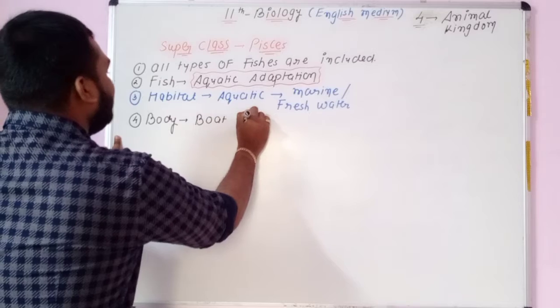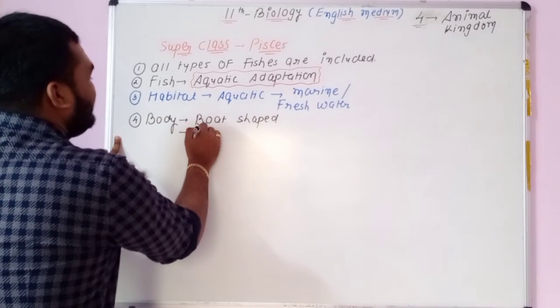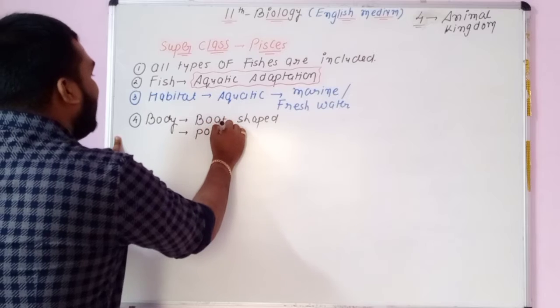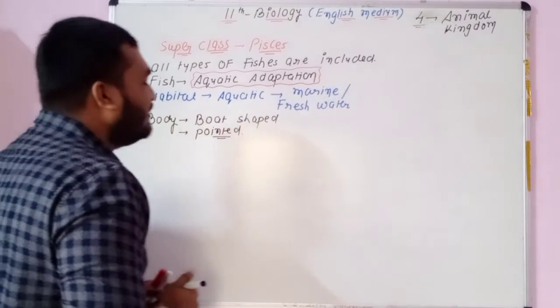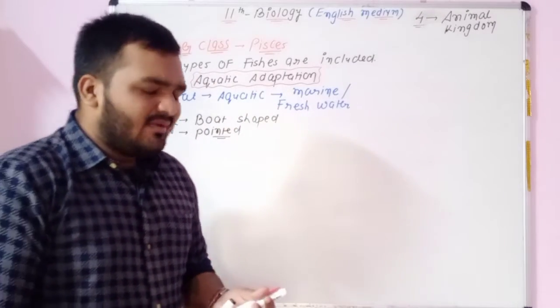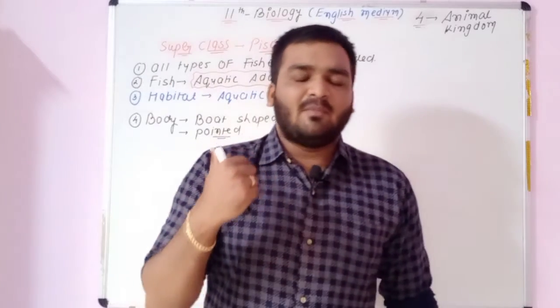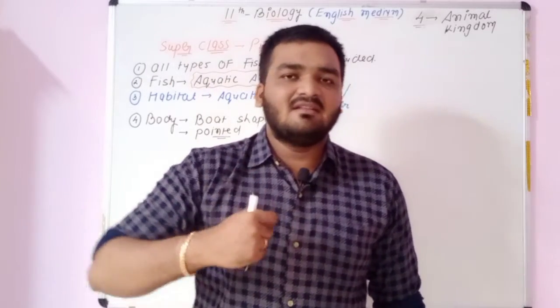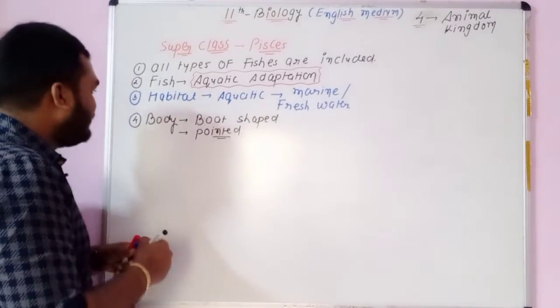Okay, the body is boat-shaped. We can say that both the anterior and posterior ends are pointed. Generally, both ends of the body are pointed, but you can say that only the anterior end is pointed, because the posterior end of the body has one caudal fin. So the body will be boat-shaped.